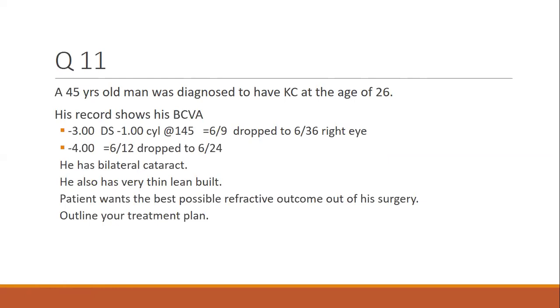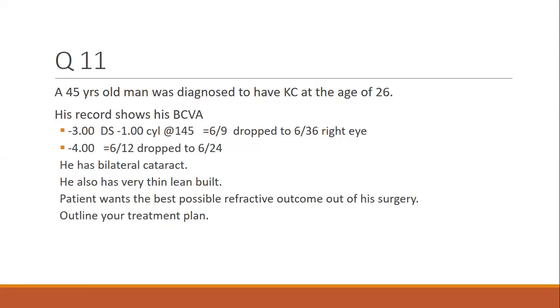He has bilateral cataract. He has a very thin, lean build. You are considering this patient for cataract surgery, but what are the things you want to rule out or consider before you start preparing this patient for the cataract surgery? Okay, this man has bilateral cataract at this young age, with this refraction and the history of keratoconus and a very thin, lean build, so I can diagnose it as Marfan syndrome.